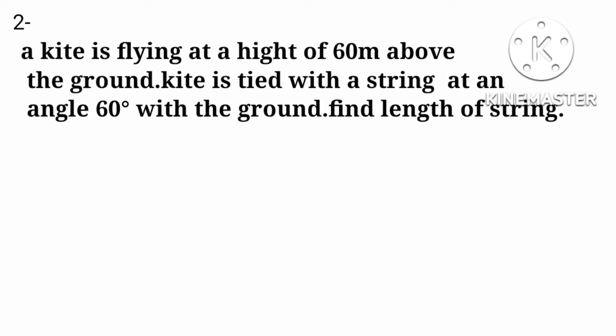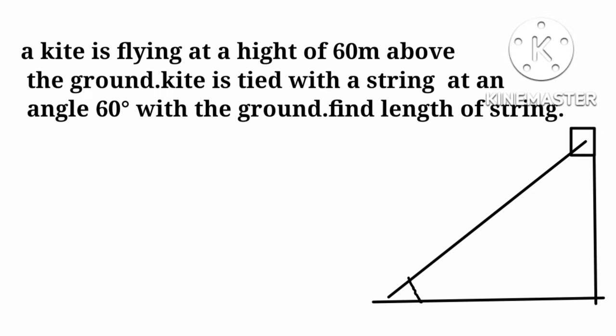Here is the second question, please read it. The kite is flying at a height of 60 meters above the ground. Let the length of the string inclined at 60 degrees with the ground, with no slackness, be x.